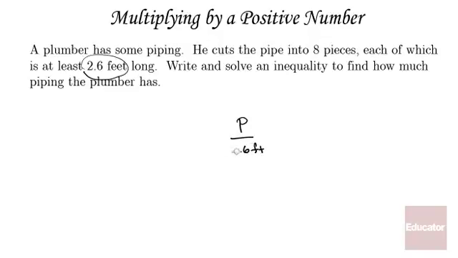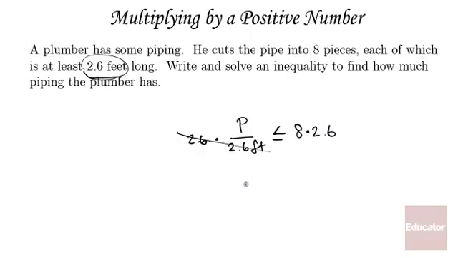Actually, we're going to keep it 2.6 feet. And we know that when we take the total feet and divide by each little section, we're going to have no more than 8 pieces. But it could also exactly equal the 8 pieces. So let's take our total piping and divide by the portions it's been cut into, and we should get equal to or less than 8 pieces. The opposite of dividing by 2.6 is to multiply by 2.6.